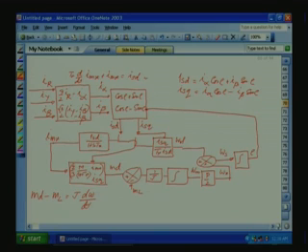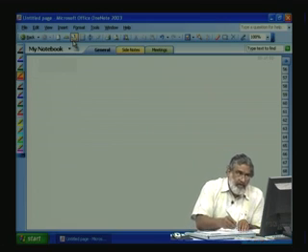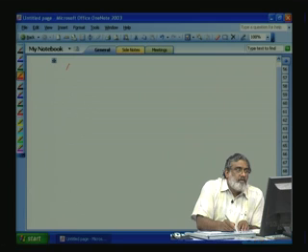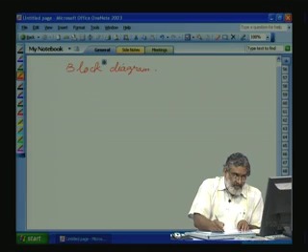Okay. So let us try the block diagram for field oriented control, or vector control.